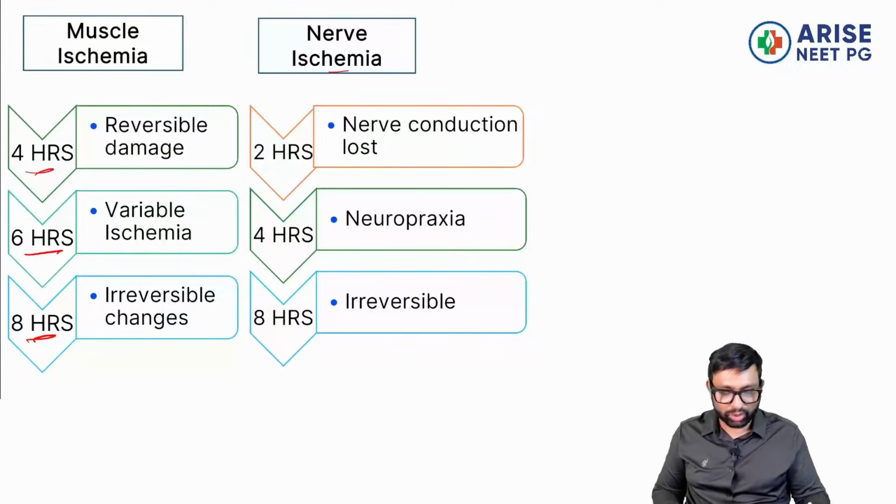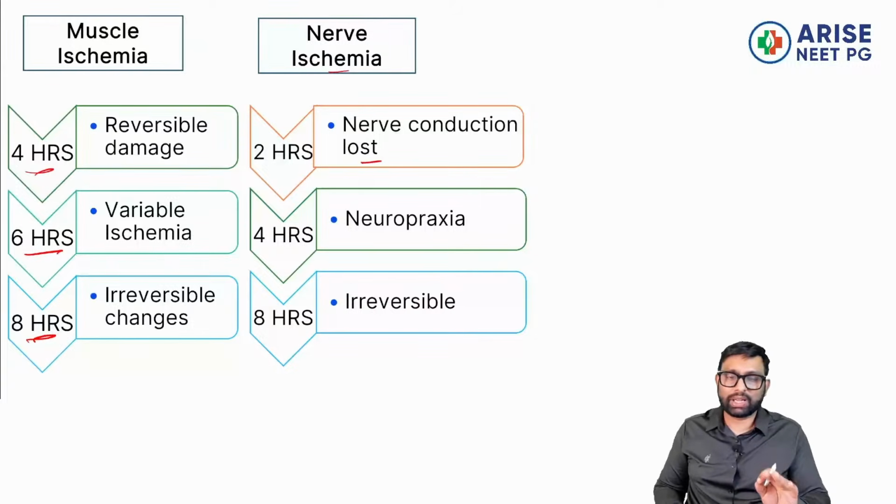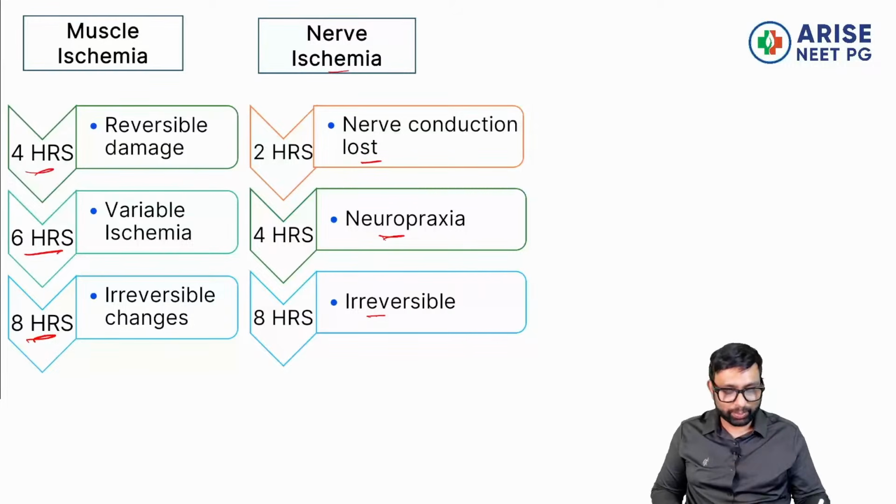Nerve ischemia also: initially by 2 hours the patient will have nerve conduction loss. By 4 hours the patient will have something called neuropraxia, which is again reversible, but by 8 hours that also becomes irreversible, so the patient goes into paralysis. So patients will have paresthesia and paralysis here. Here patients will have pain in the ischemic muscles.